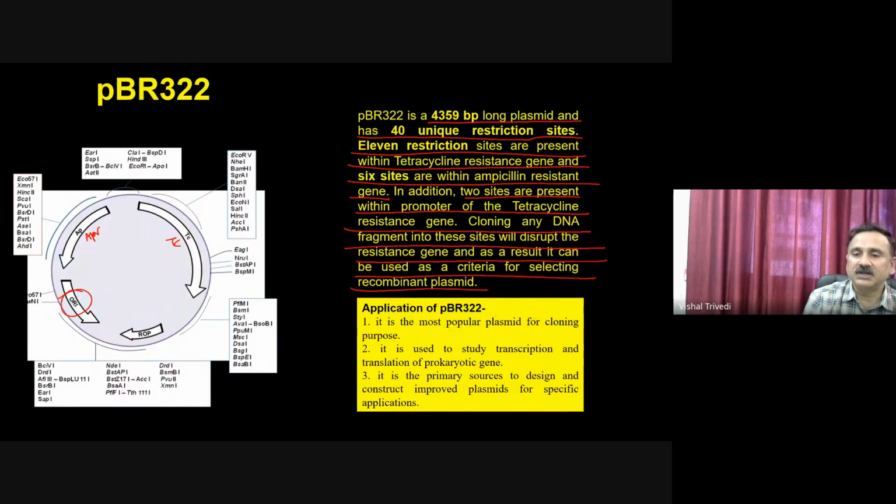So, what is the application of pBR322? Remember that pBR322 does not have a promoter, and as a result of that, it can only be used for cloning purposes, right? And it is used to study the transcription and translation of prokaryotic genes, and it is the primary source to design and construct improved plasmids for specific applications.